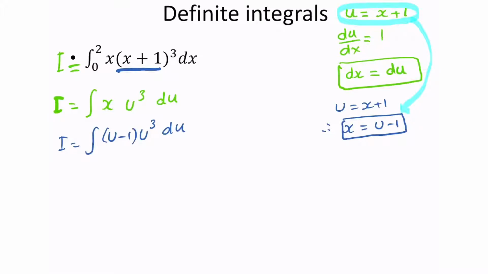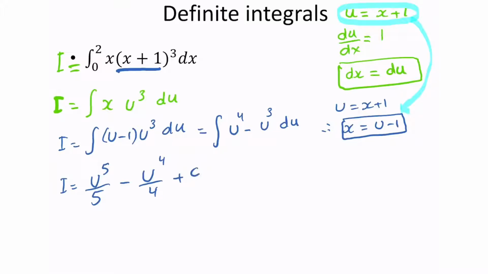I'll multiply the brackets here. So this is going to be the integration of u to the power 4 minus u to the power 3 du. Now to find the integration for it, we add 1 to the power and divide by the new power. So this is going to be u to the power 5 divided by 5 minus u to the power 4 divided by 4 plus c.